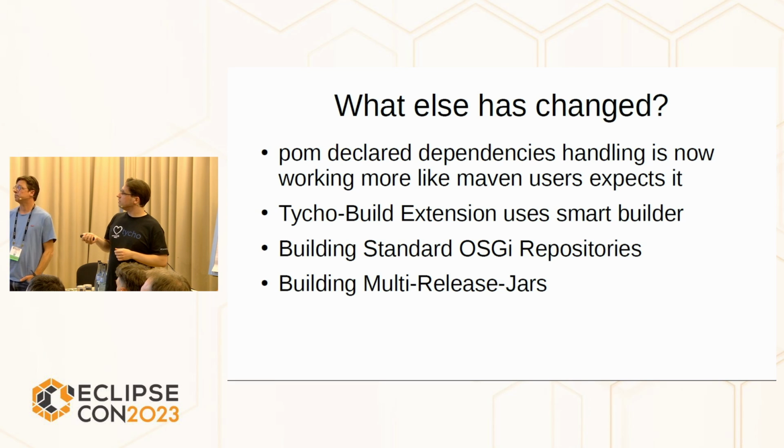Another thing that was recently added is that we are now also able to build standard OSGi repositories. I hope this will push this useful feature a bit. It is an alternative to the P2 format, which is a bit Eclipse specific, and the OSGi repositories are standardized, so it's more likely that you find tools supporting this. And also building multi-release jars is supported.